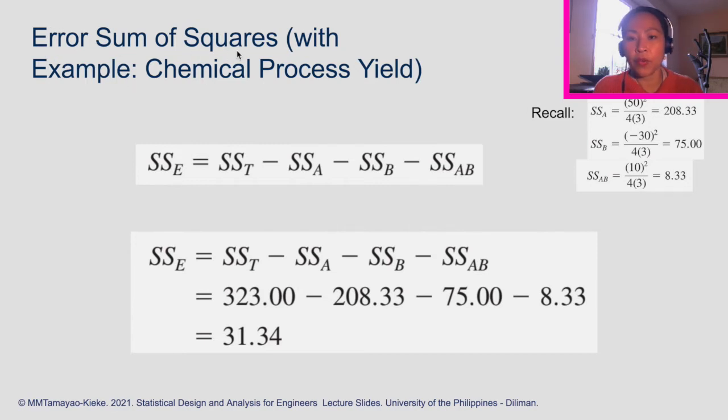Now, the error sum of squares for a 2 to the 2 factorial design can be obtained by subtracting all the sums of squares for the main effects and the interaction from the total sum of squares. Recall that these are the values of the interaction and the main effects. We just computed the sum of squares total. Therefore, our sum of squares for the error is 31.34.